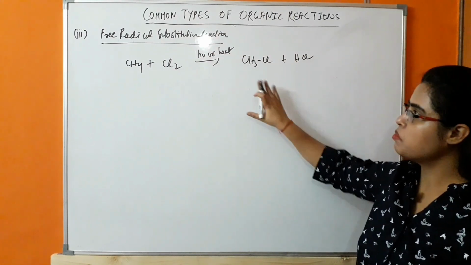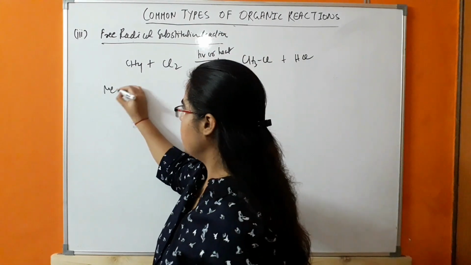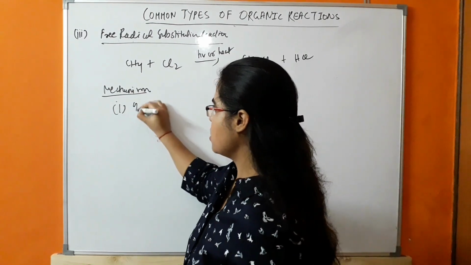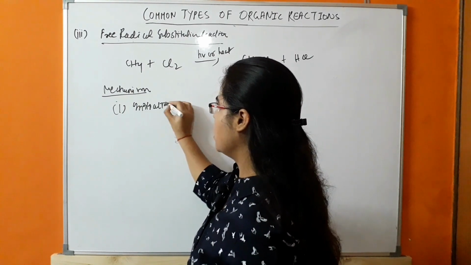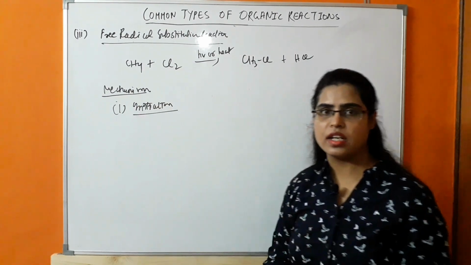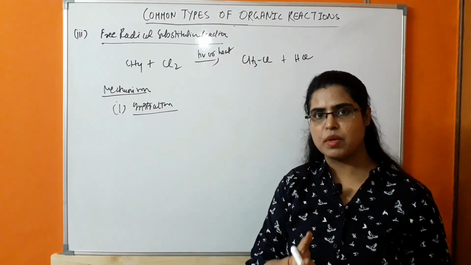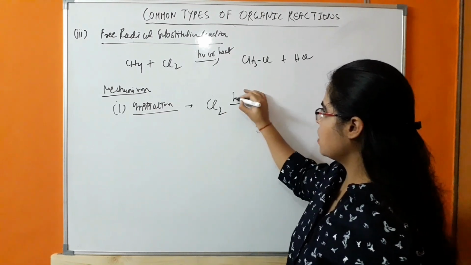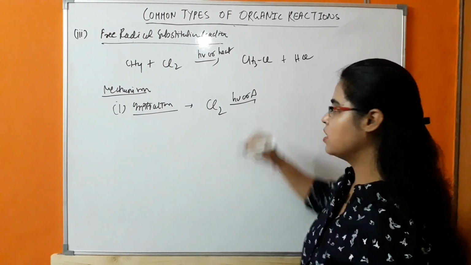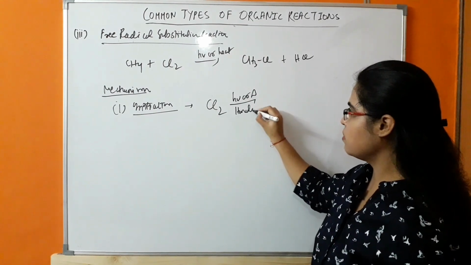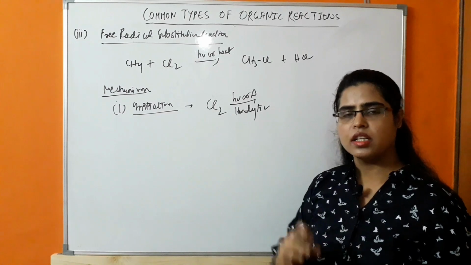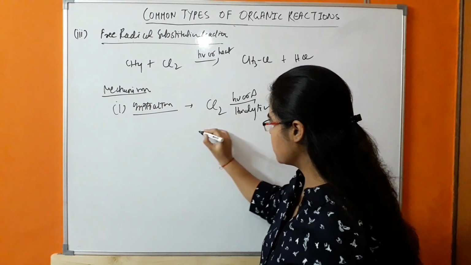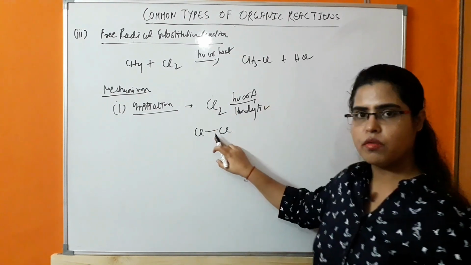So what will be the mechanism behind this reaction? Mechanism will occur in 3 steps. The first step will be the initiation. In initiation, there will be a generation of free radical in the presence of light or heat. So in this chlorine, in the presence of light or heat, there will be homolytic fission. It means the shared pair of electrons are taken by both the atoms. This can be represented as, this is the covalent bond.